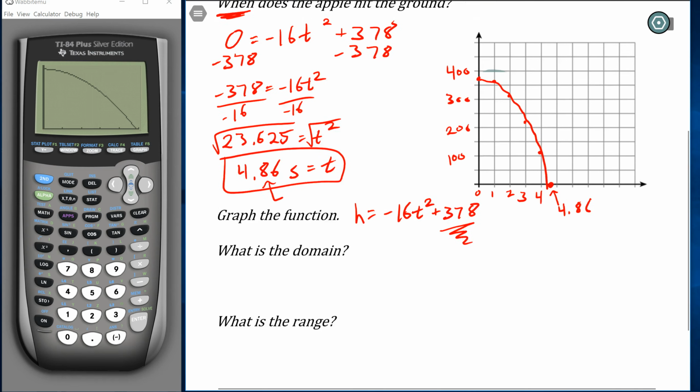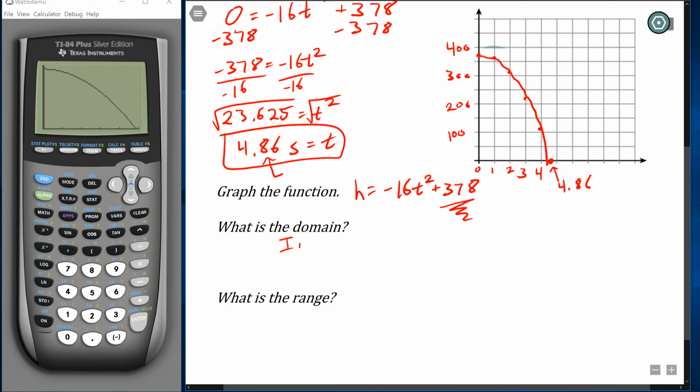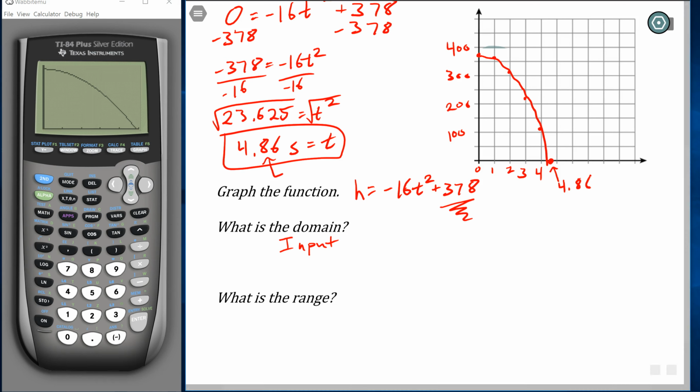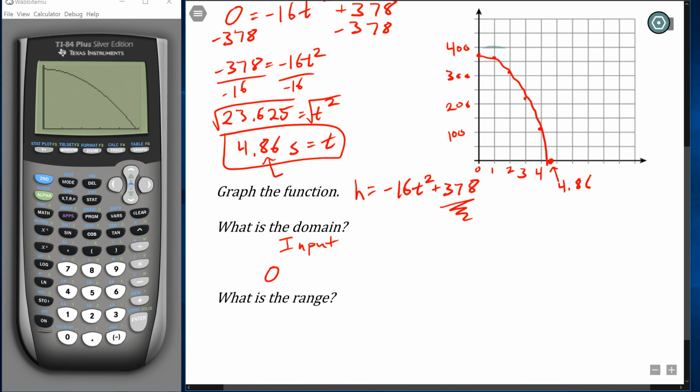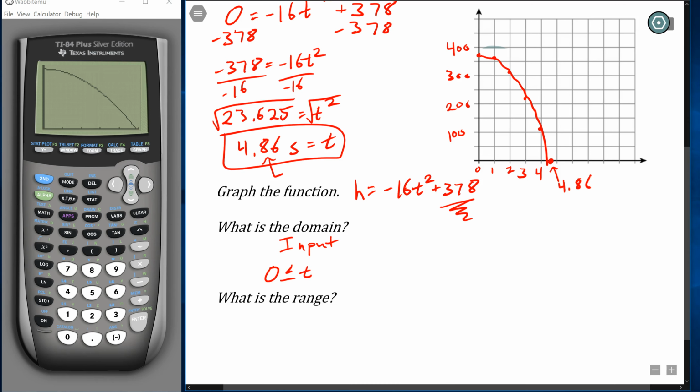Pretty neat. Let's talk about what the domain is. Remember, the domain is all of the reasonable values I could input. In this case, I'm inputting different times. And so what values make sense for time? Well, I said I can't go lower than 0 because I'm not a time traveler. I'm not plugging in negative times. So 0 has to be less than or equal to t.